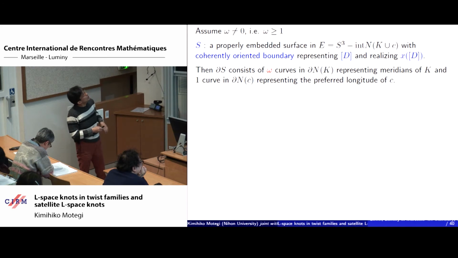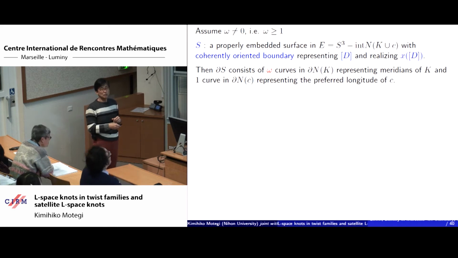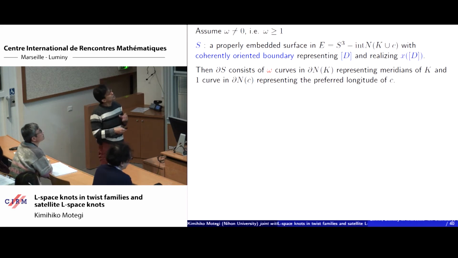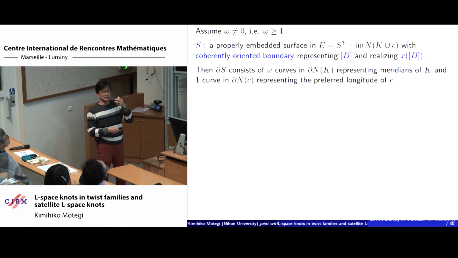Then for homological reasons, the boundary of S consists of omega curves in the boundary of the tubular neighborhood of K, each of which represents a meridian of K, and a single curve in the boundary of the tubular neighborhood of C, which represents the preferred longitude of C. So preferred means homologically trivial in the exterior.